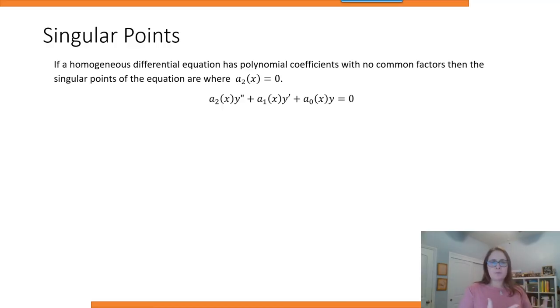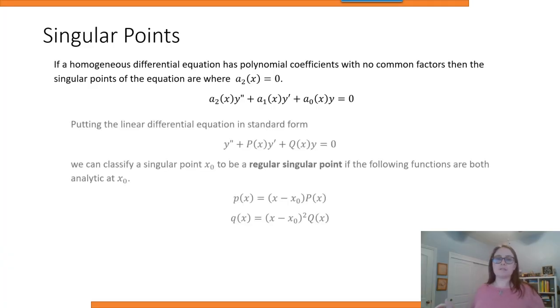We've talked about ordinary points. Now, a singular point is where, if I have a differential equation like this one, for example, where there's polynomial coefficients, and the coefficients are a2, a1, and a0, and if none of them have common factors, then the singular points are going to be where that leading coefficient, a2, is equal to 0.